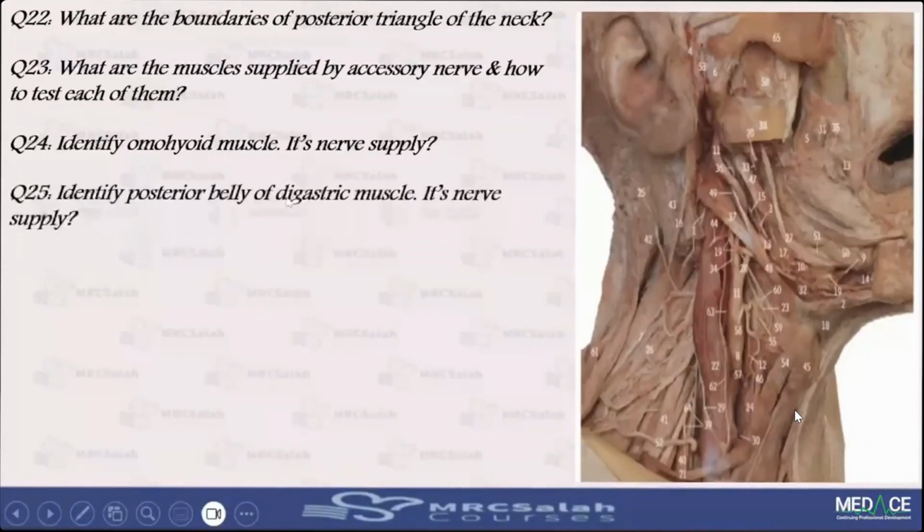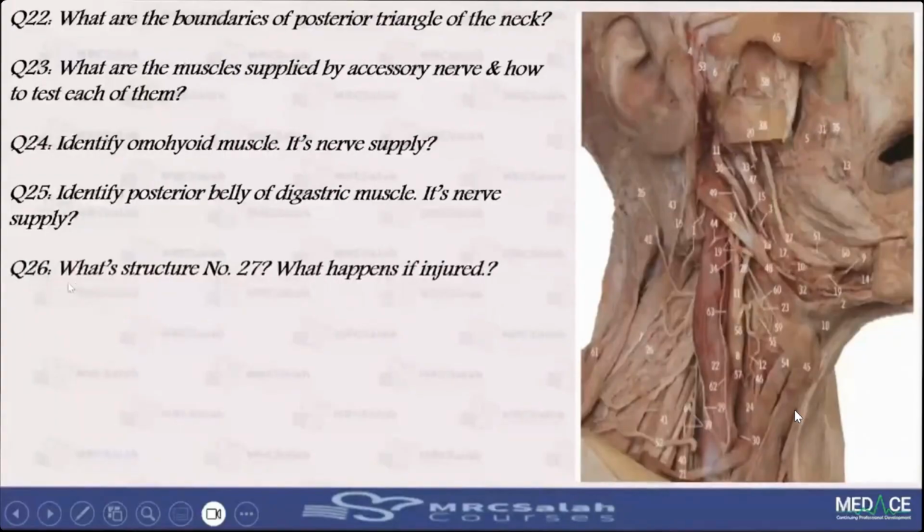Next. Oh, sorry, it is a repeated question, that is why I passed it. Would you identify the posterior belly of the digastric? 48. Then these questions are repeated. We didn't identify it before, but it's all right.